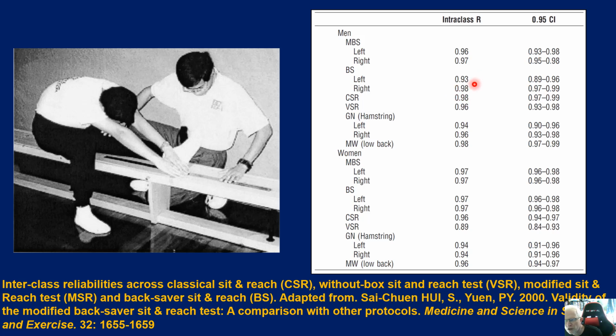In the left leg, it's 0.93. And this is in men. In women, 0.97 and 0.97. So that's really quite good.